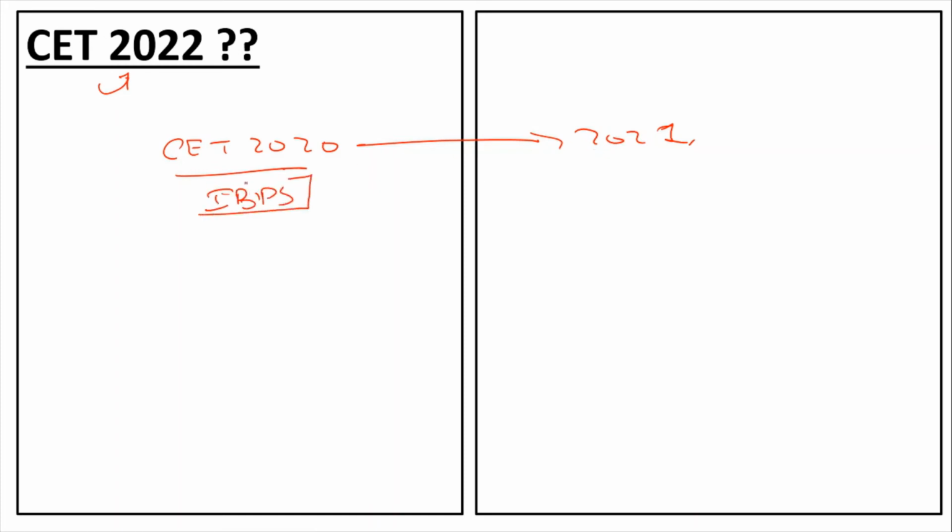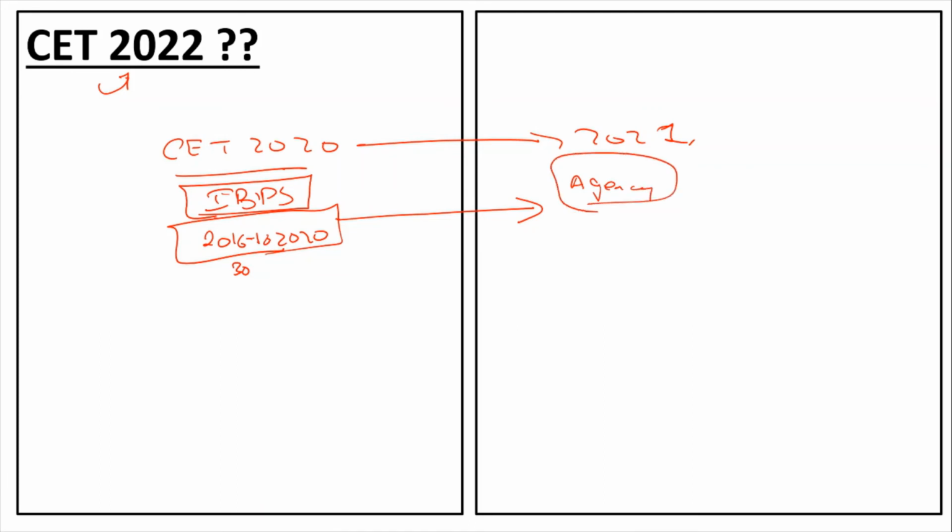So what do we expect in CET 2022? Basically, the reason the pattern changed from 2020 to 2021 was that the paper setting agency changed. It was IBPS that used to set the paper of MBA CET from 2016 to 2020. So there was a fixed pattern, and fixed types of questions used to come, like 30 marks of seating arrangement and puzzles and everything else. But in 2021 the agency changed, and that is why there was so much change in the pattern.